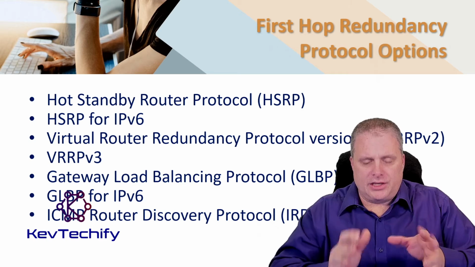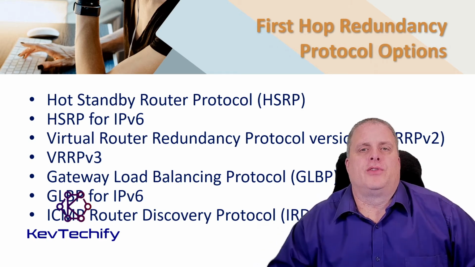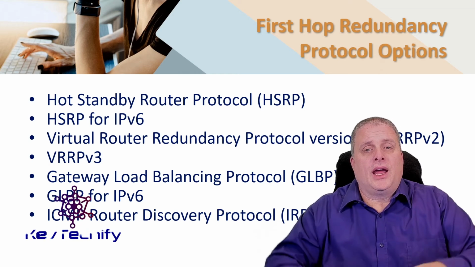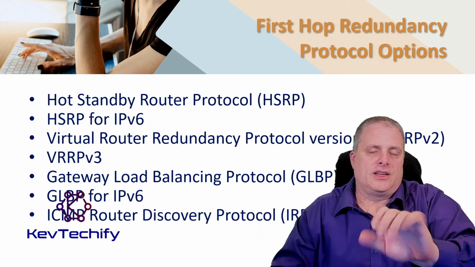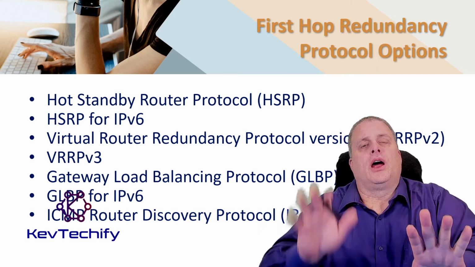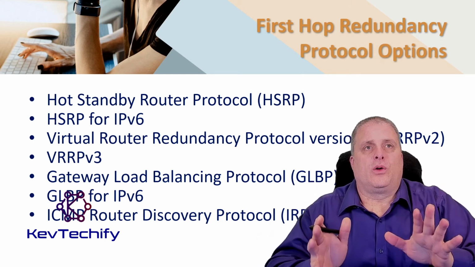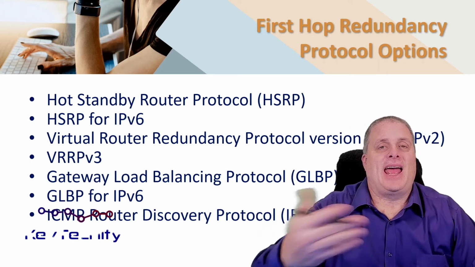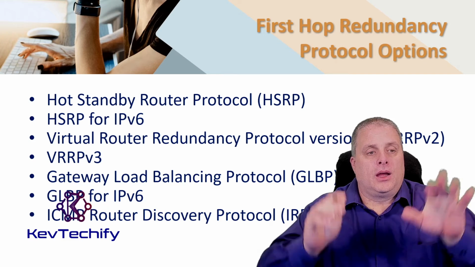HSRP is designed to allow transparent failover of that first hop IP version 4 address. HSRP has a group of devices. One gets elected as the active, the other ones get elected as standby. And when there's a failover, the main one goes down, the standby then becomes the active one, and it all happens without the end user knowing it.